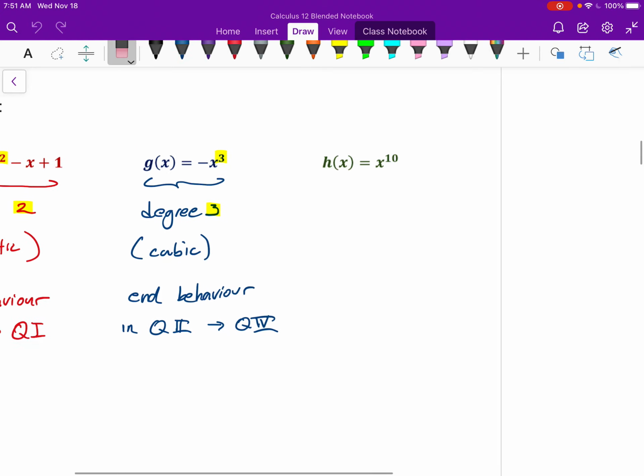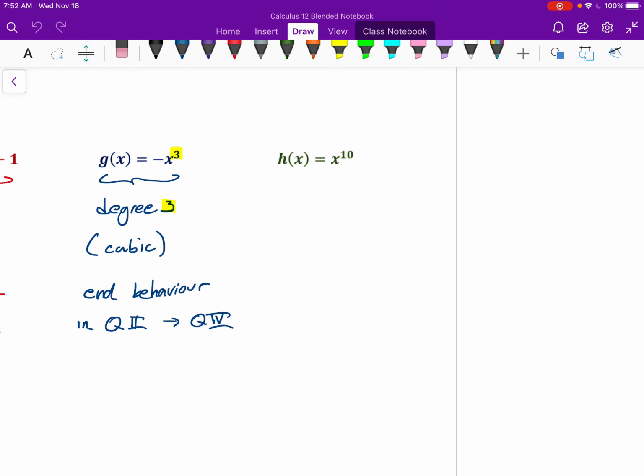Lastly, I have x to the power of 10. That is a 10th degree polynomial. And I'm sure someone's come up with a fancy Latin name for it, but I'm just going to go with degree 10. I don't really care. Honestly, you should know that a linear is degree 1, quadratic is degree 2, cubic is degree 3. After that, I don't really care.